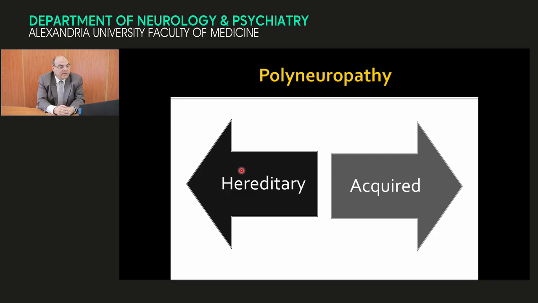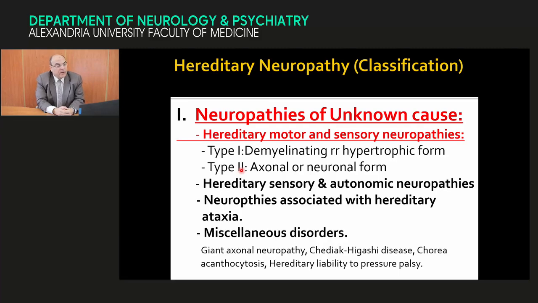So, what is the etiology of polyneuropathy? In general, the etiology may be hereditary or acquired. Hereditary polyneuropathies are less important. Why? Because they are usually not common and have no treatment. So we are more interested in the acquired causes.